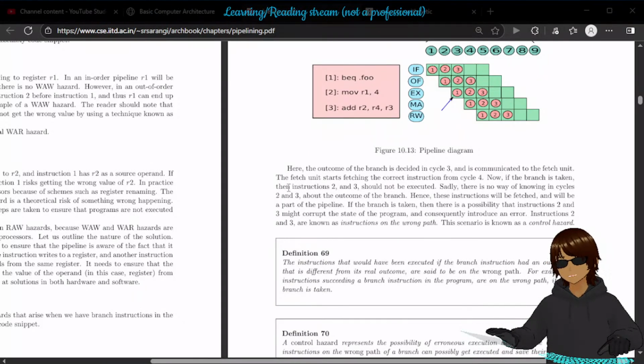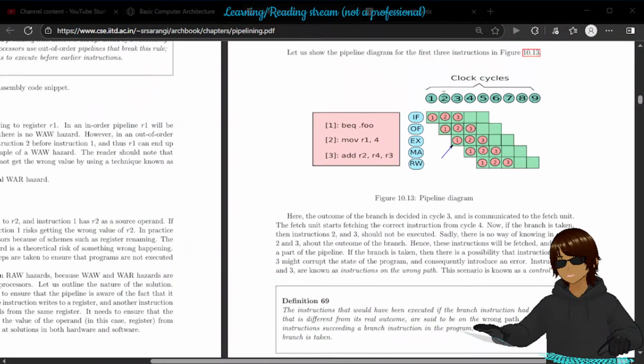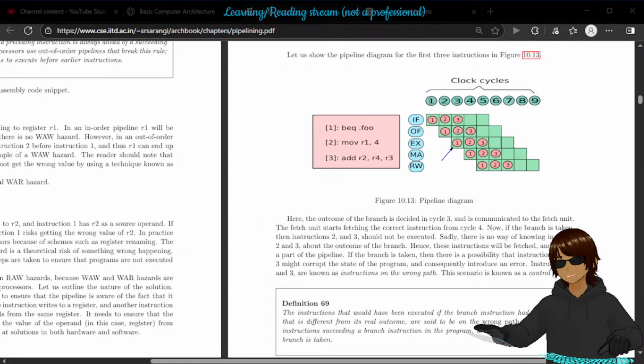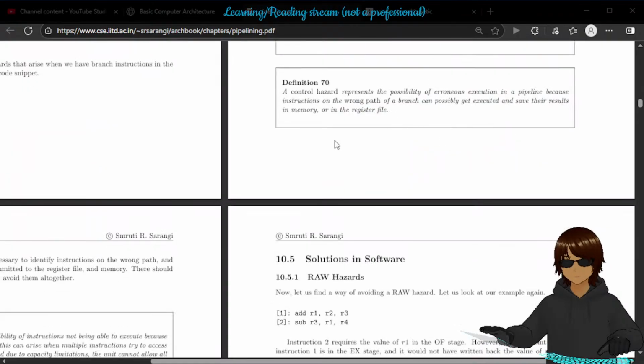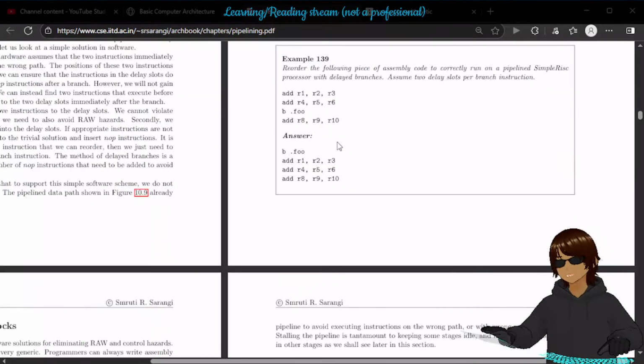Now, if the branch is taken, then instruction 2 and 3 should not be executed. Sadly, there is no way of knowing in cycles 2 and 3 about the outcome of the branch. In the third clock cycle, we figure out whether it's equal or not. But in cycles 1 and 2, we don't figure this out. So we don't know whether to put 2 and 3 in the pipeline or not. Anyways, this is what we did last stream.